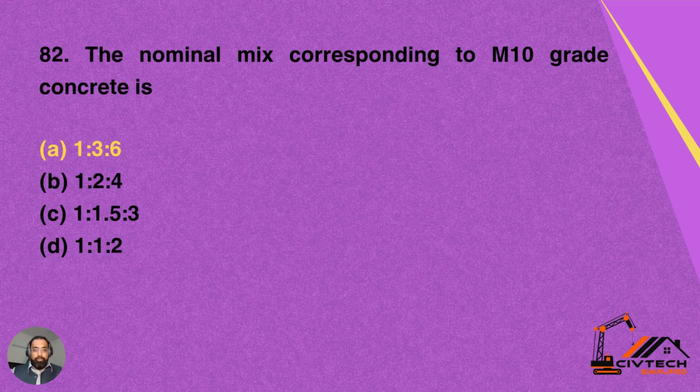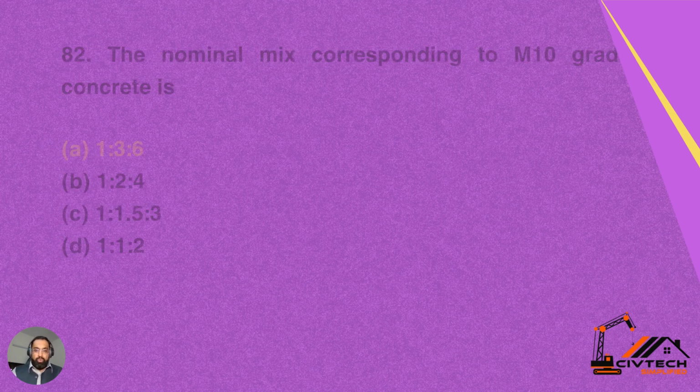Then we have question 82. The nominal mix corresponding to M10 grade concrete. Option A is 1, 3, 6. Option B is 1, 2, 4. Option C is 1, 1.5 and 3. Option D is 1, 1, 2. So M10 concrete is normally used in the PCC. It's 1, 3, 6. 1 is the ratio of cement, 3 is sand and 6 is coarse aggregate. Option A is the correct answer for this question.